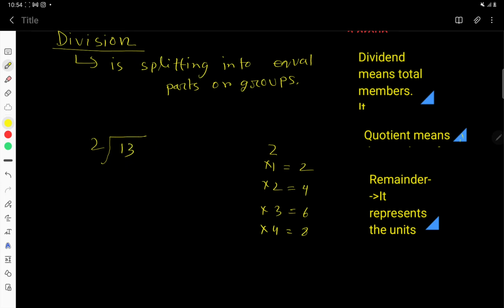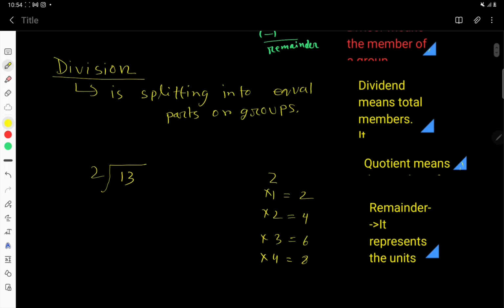How to divide 13 by 2? Look, 2 goes into 1 how many times? 0 times, because this 1 is less than 2. 0 times 2, 0. If you subtract, then 1 will come here. Now bring down the second digit, 13. 2 goes into 13 how many times?